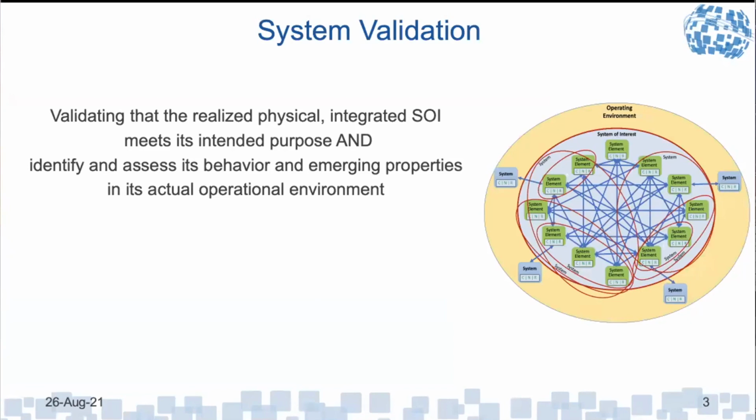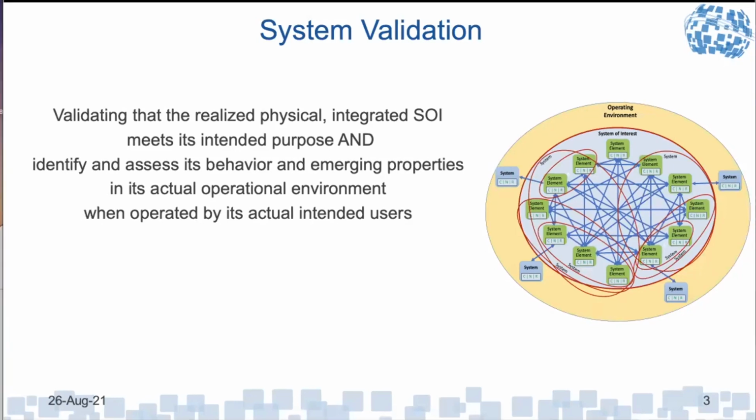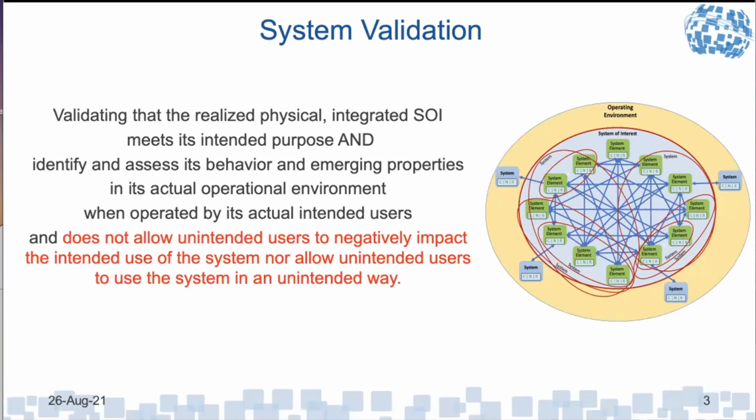One thing I wanted to point out, and the topic of system security is really important to anyone: the classic definition of system validation is validating that the realized physical integrated system of interest meets its intended purpose, and identifying and assessing its behavior and emerging properties in its actual operational environment when operated by its intended users. One thing that we've added in our products is a statement: and does not allow unintended users to negatively impact the intended use of the system, nor allow unintended users to use the system in an unintended way.